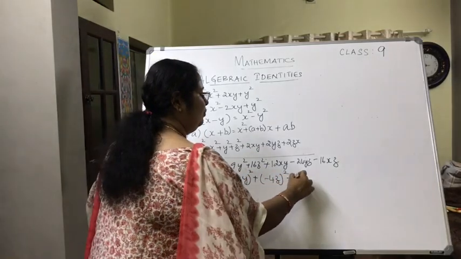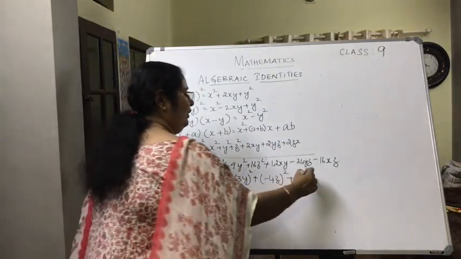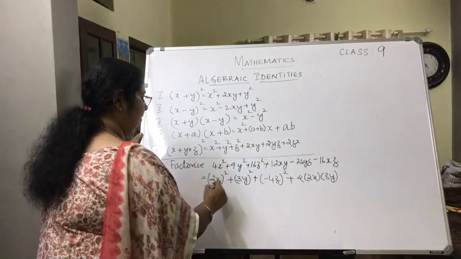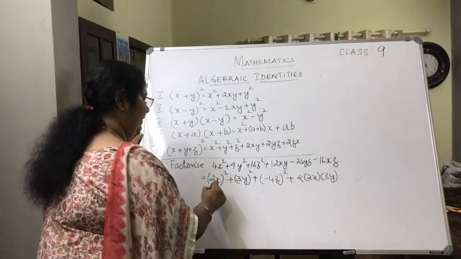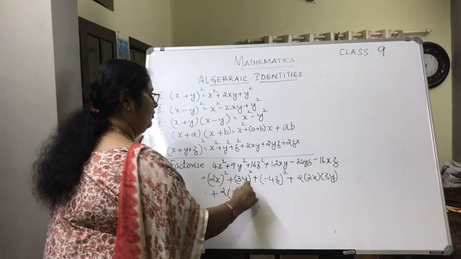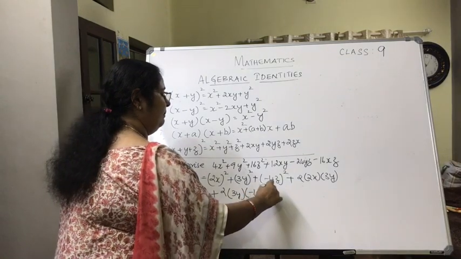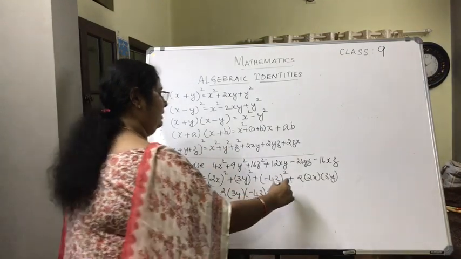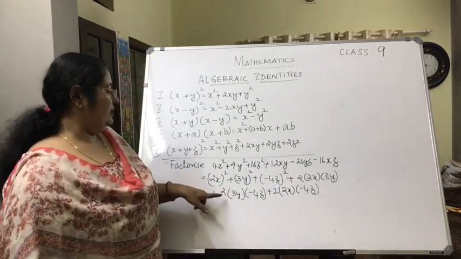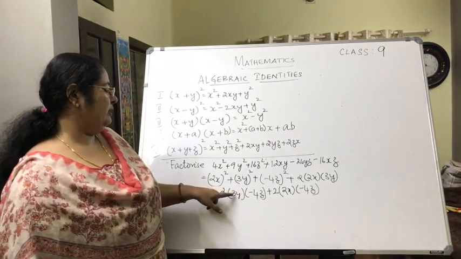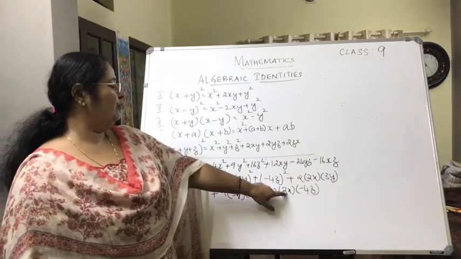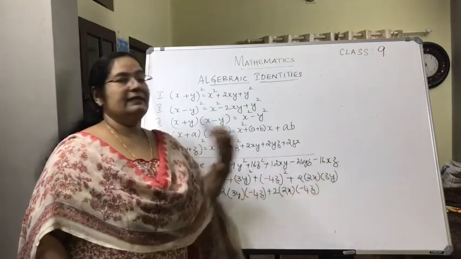This will be 2 into 2x into 3y, plus 2 into 3y into minus 4z, plus 2 into 2x into minus 4z. You write like this because here it will be 2 into 3 into minus 4, 3 into 2 is 6, 6 into 4, minus 24 yz. Here it is 2 into 2, 4 into minus 4, minus 16 xz.